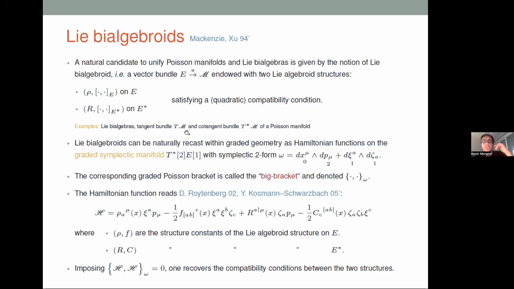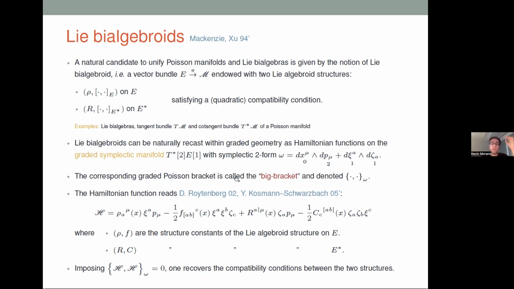Okay, so this notion can be naturally recast within the graded geometry setup. If we consider some particular graded symplectic manifold, which is endowed with a symplectic 2 form of degree 2, given explicitly in coordinates like this. Here we have 3 different coordinate degrees, 0, 1, and 2. So we have 4 different types of coordinates that we can use in order to build some canonical symplectic 2 form. We can associate to this 2 form a graded Poisson bracket of degree -2. This is the so-called big bracket, a term that is used in the usual geometric approach to Lie bialgebra.